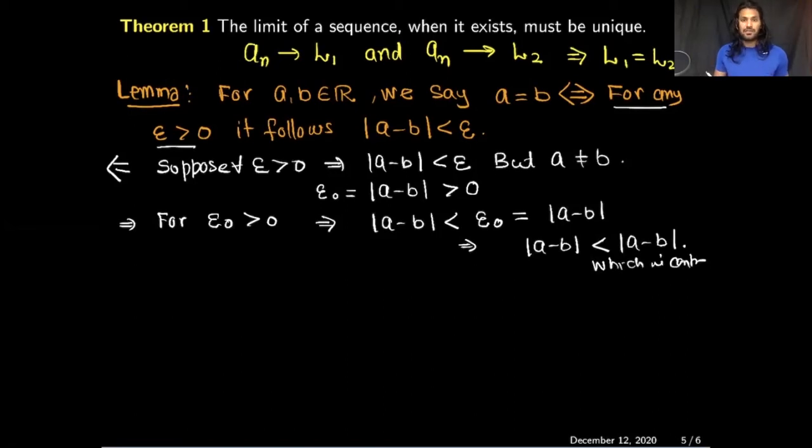So this proves that when the two real numbers A and B are equal, then you can always find an epsilon. For any epsilon, their distance will be less than epsilon. And if this is true, then these two real numbers will be equal.